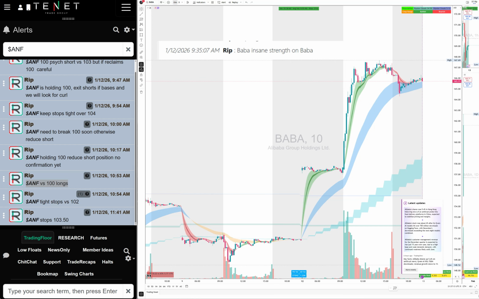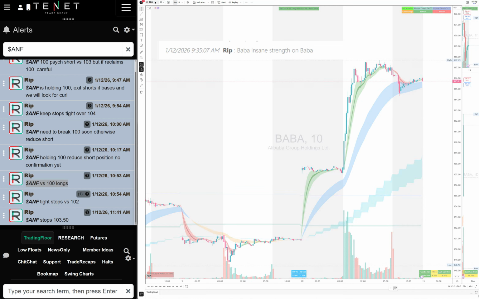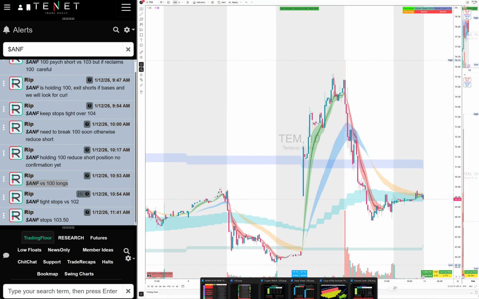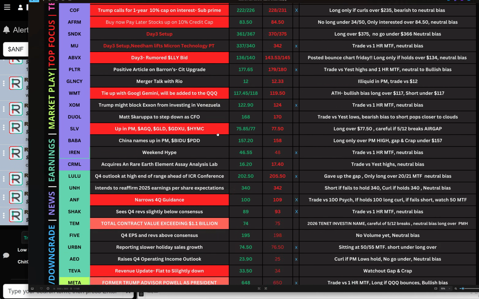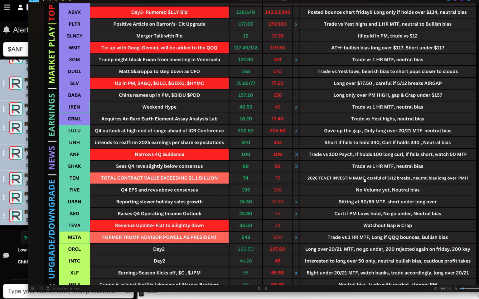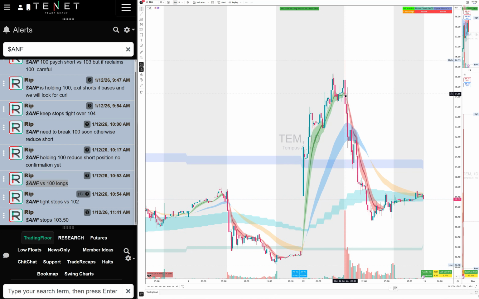There were some other plays here. Let's take a look. What was TEM doing? TEM was a gap and crap. That was another one which was on our game plan here. TEM, also an investing name. Careful of 512 breaks, because it had already moved a lot. As soon as 512 breaks, you short it to the MTF targets.